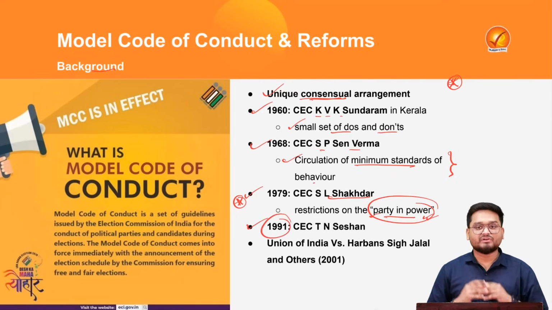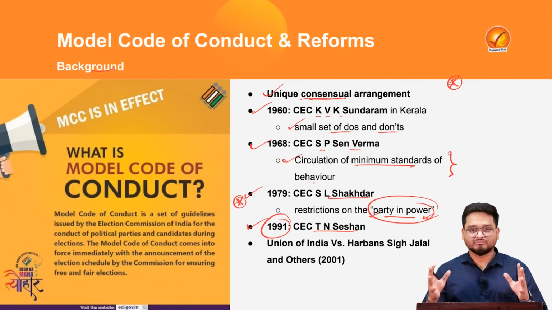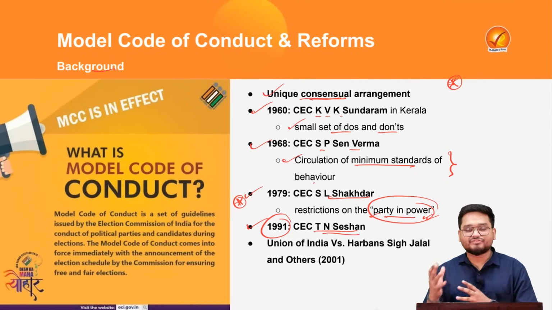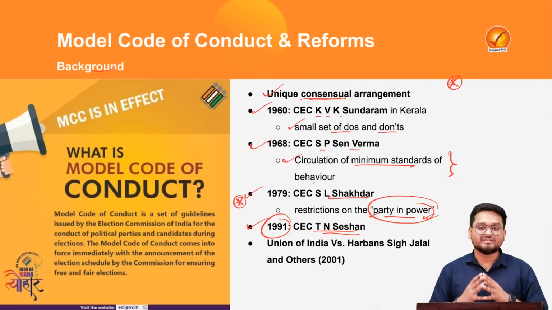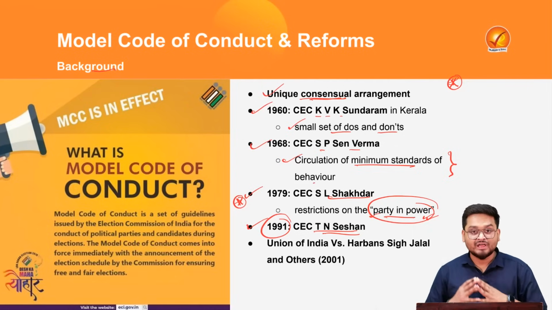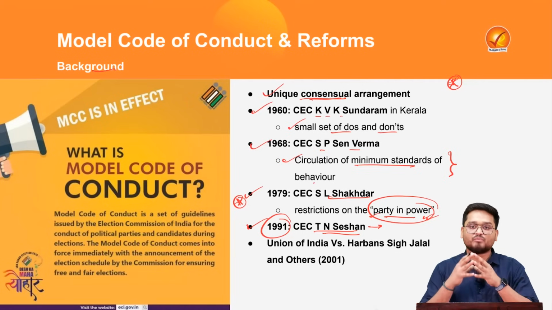In 1991, finally, the Chief Election Commissioner T.N. Seshan, who is also known as a model Chief Election Commissioner for the entire nation, tried to again reframe all the existing rules and regulations, and he tried to exercise the constitutional power of the Chief Election Commissioner and the Election Commission of India for the enforcement of this model code of conduct.